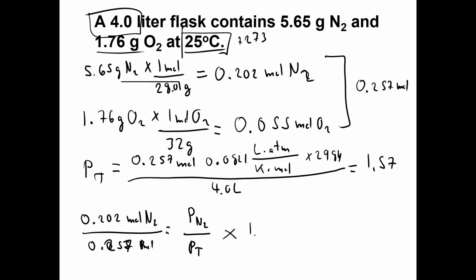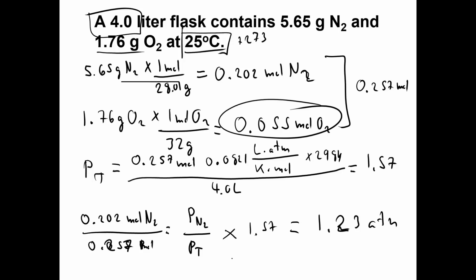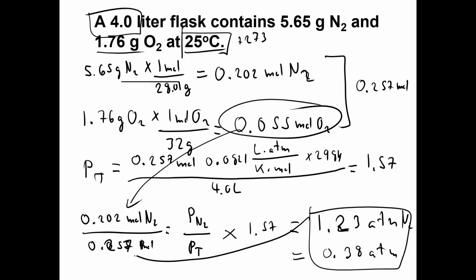Which is 1.57. And so I get 1.23 ATM. If I do the same thing with oxygen, and I'm running out of space, I just do the same thing here and multiply it. And so this would be the N2 pressure, and the O2 pressure would be 0.34 ATM, right? Which when you add them up together is again going to be equal to this total pressure here, ATM.